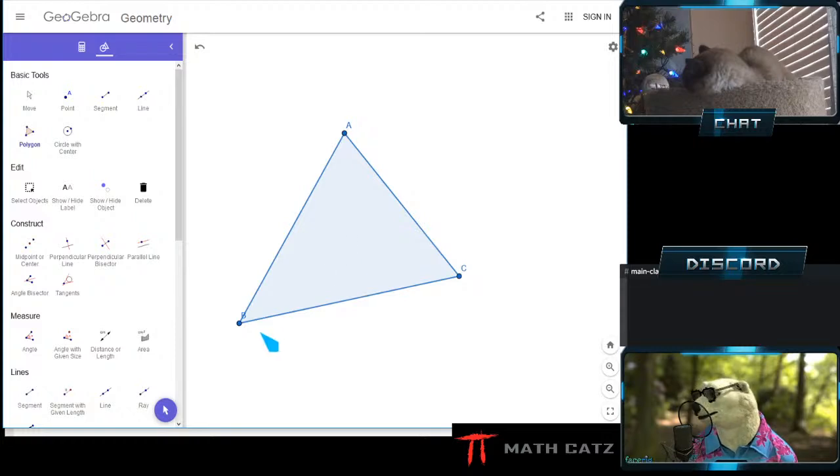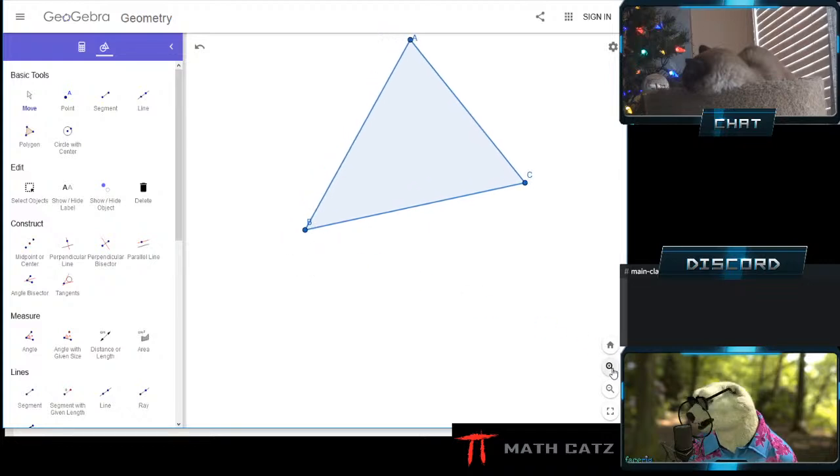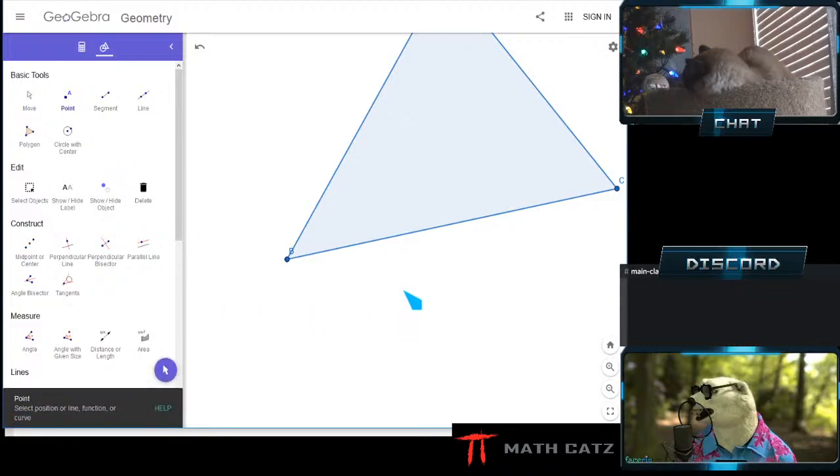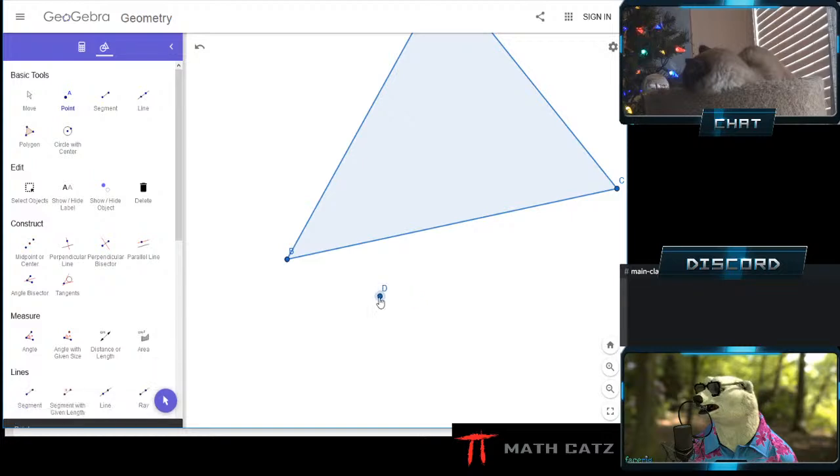So let's do it. Let's start with the bottom one. Why not? Work my way up. Maybe I want to zoom in a little bit. Right now I'm looking at this interior angle and I need to bisect it. How did we do that? Oh no, if only I reviewed it in the beginning. Oh wait, I did. What's this point doing here? Be gone.